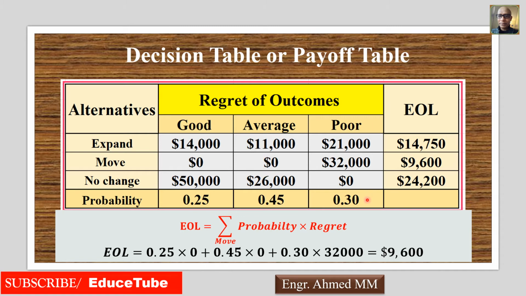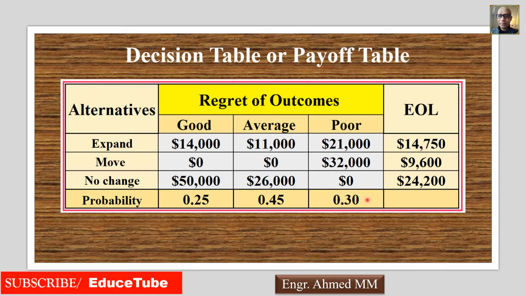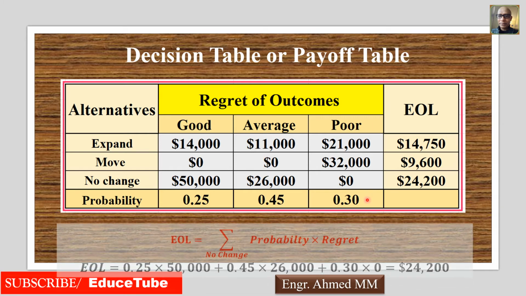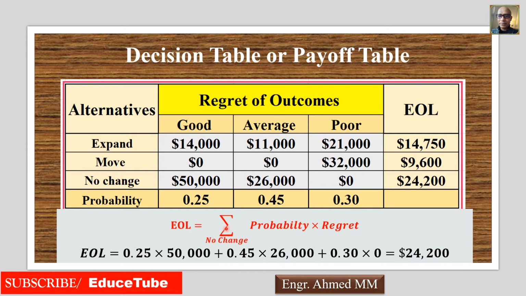Now for the third option, no change. Using same formula, 0.25 into 50,000, 0.45 26,000, 0.30. So we are getting 24,200. So this is the value. So these three are the EOL.